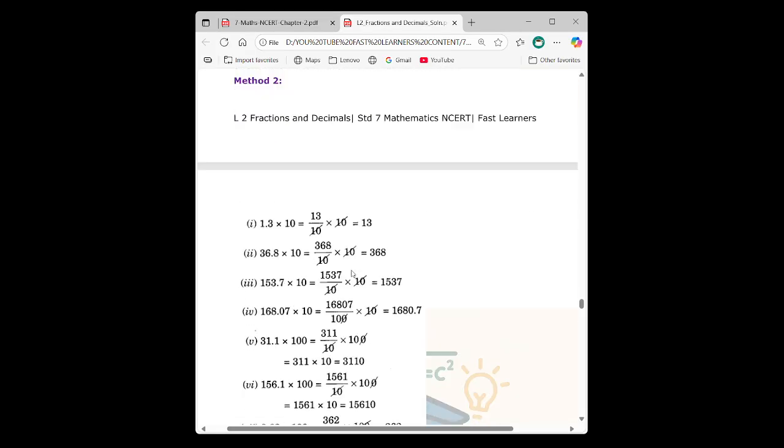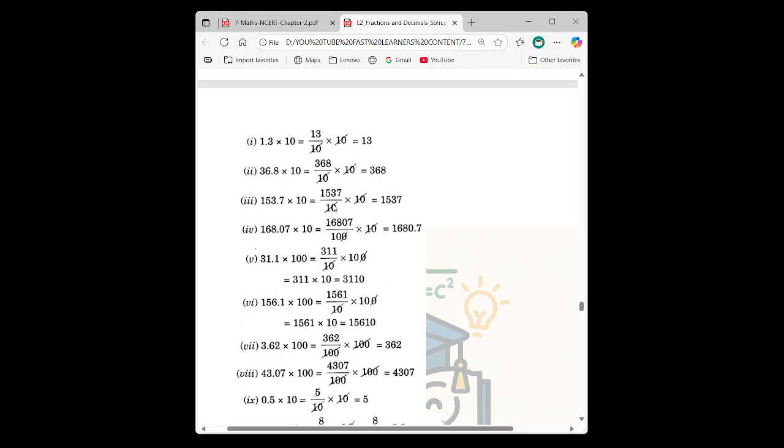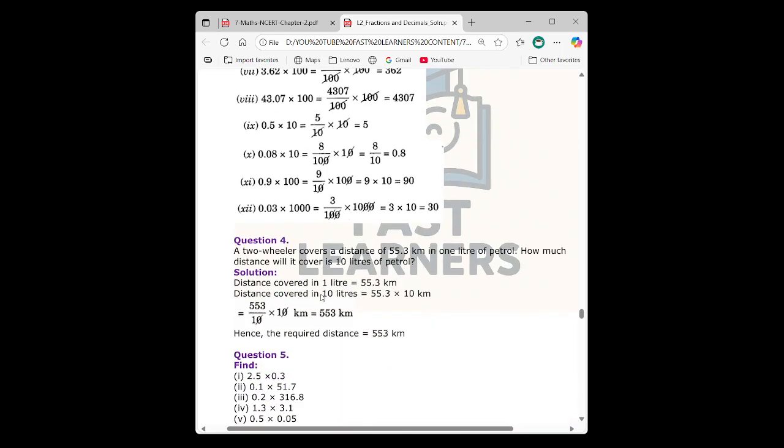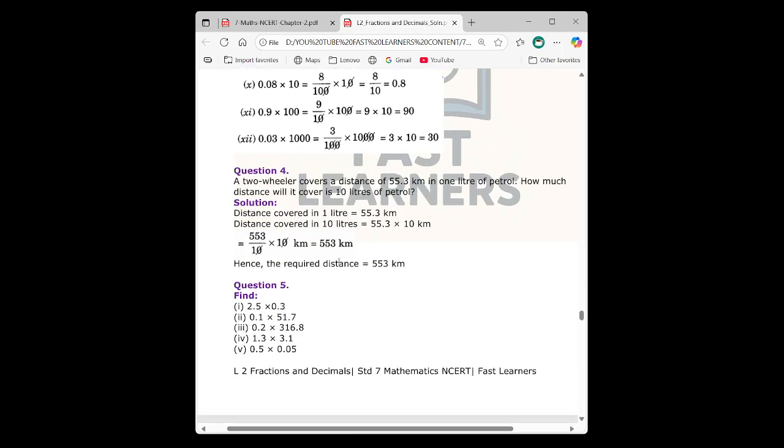I have given you all in the description. Here the explanation of this has also been given, that 1.3 means 13 upon 10. So here 10 and 10 cancelled, answer is 13. But if you do not solve it this way, you can directly shift the decimal point and you can get the answer. These are the problem sums.